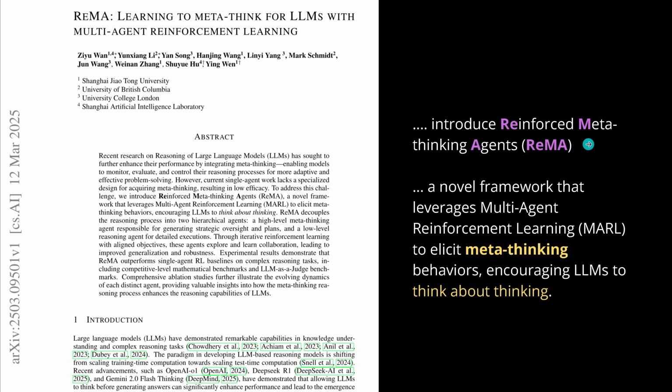You know, I have my own list of abbreviations because I just forget what they mean. I have more than 250 abbreviations from the different teams around the world. So yeah, that's fun. What is REMA? What is important for us to remember? A novel framework that leverages multi-agent reinforcement learning, our typical MARL, to explicitly do this meta-thinking, encouraging LLMs to think about thinking.